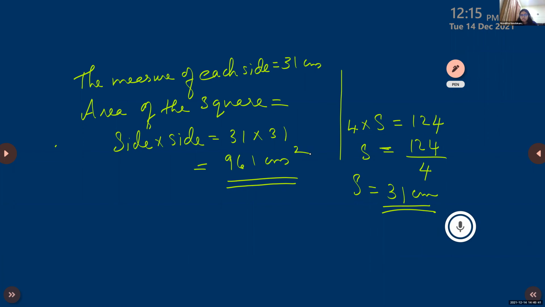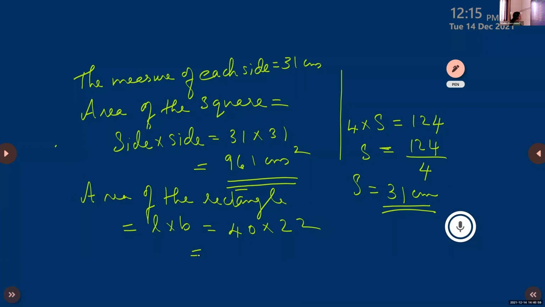Then the rectangle area equals L into B. So that is 40 into 22. One minute. Rectangle area is equal to L into B, so that is 880 centimeters square. 40 into 22 is 880 centimeters square. Isn't it?